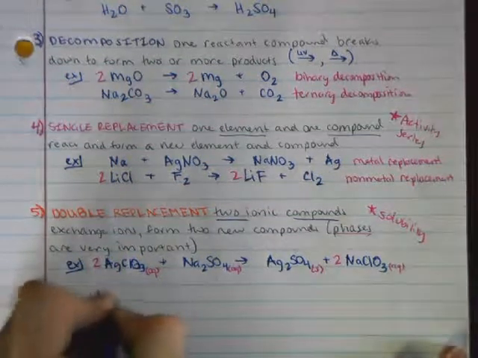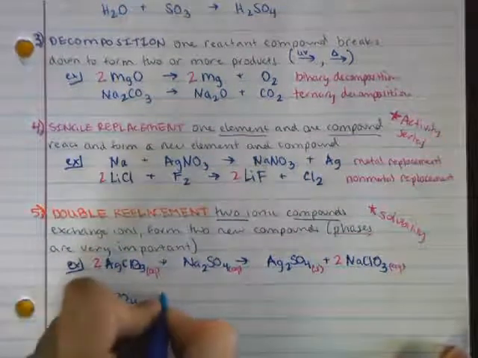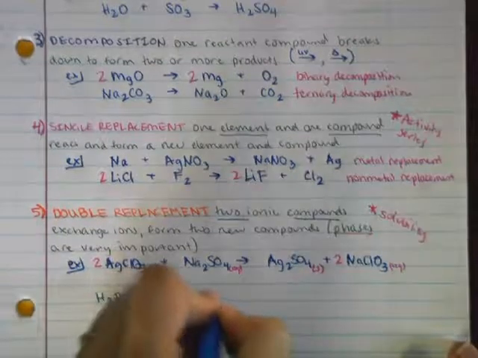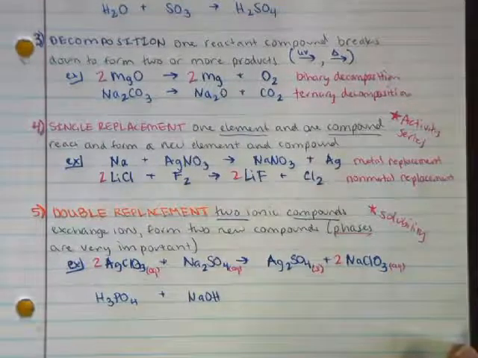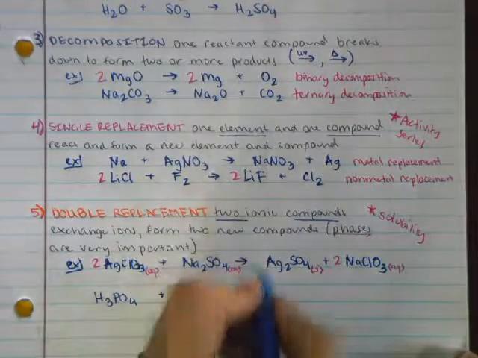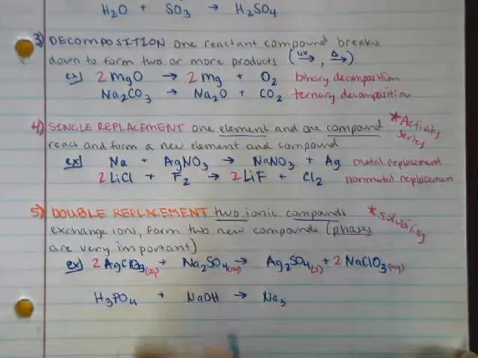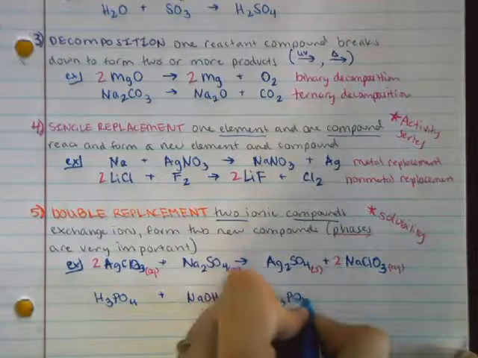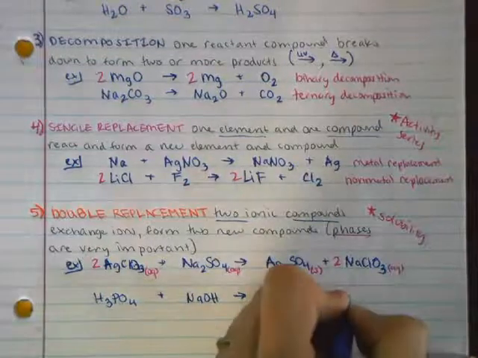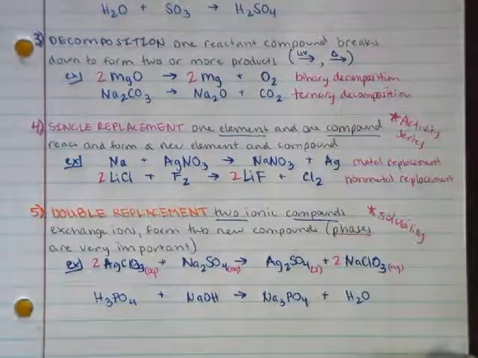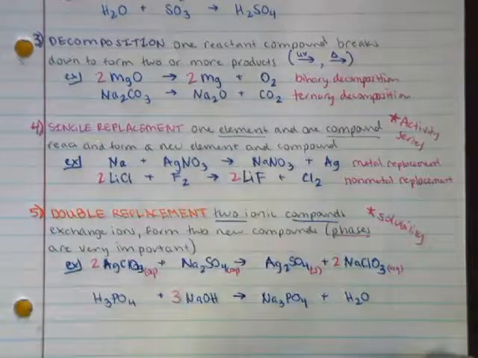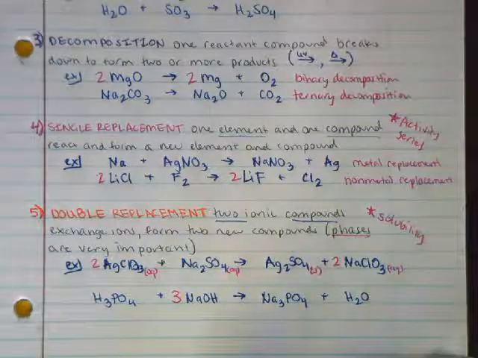If we have H3PO4, which is phosphoric acid, and let's say that it reacts with sodium hydroxide, which is a base. So we have an acid and a base reacting. We know that they neutralize, they make a salt. In this case, it's going to be sodium phosphate. And then the hydrogen and the hydroxide ions will react and form water. Okay. In terms of balancing, we need 3 sodium hydroxides to make this happen. And we'll also produce 3 water molecules.